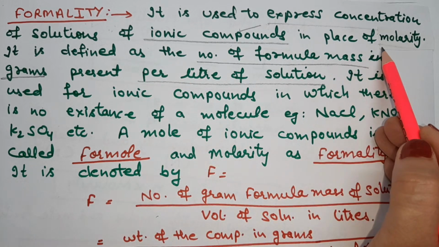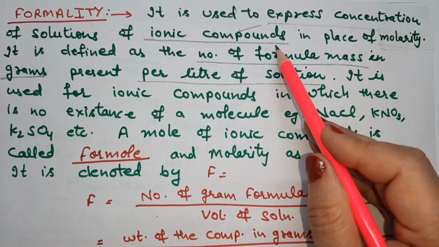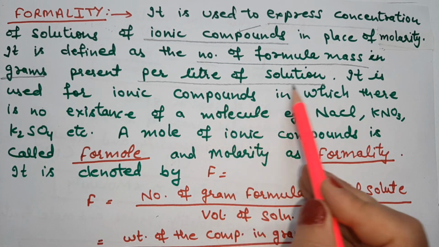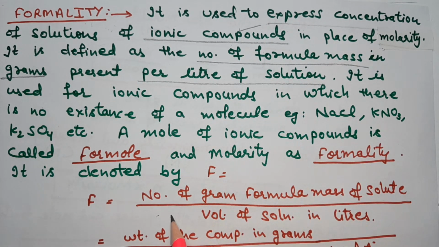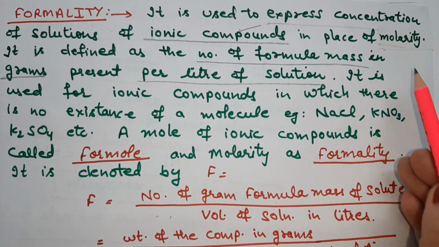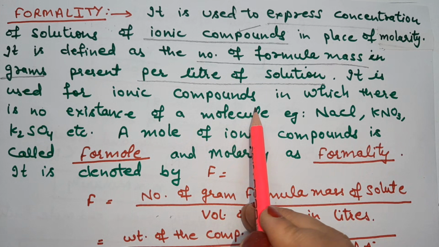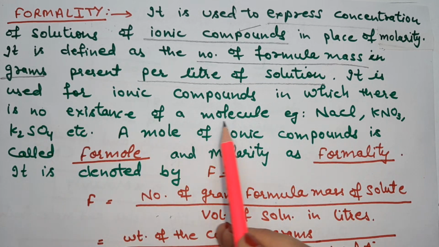It is just similar to molarity, but in case of ionic compounds we use the term formality. By formula, it is the number of gram formula mass. In case of molarity we write the number of moles, but in formality we write the number of gram formula mass of the solute. So it is used for ionic compounds in which there is no existence of a molecule.